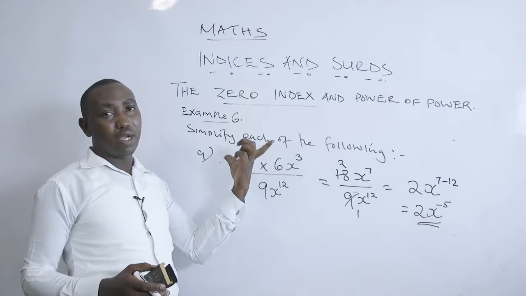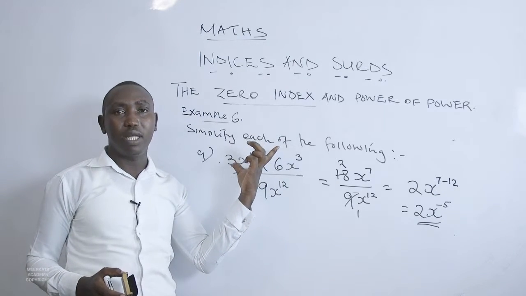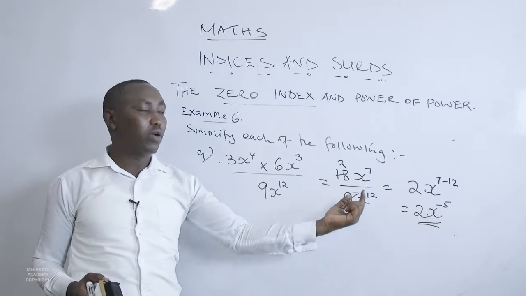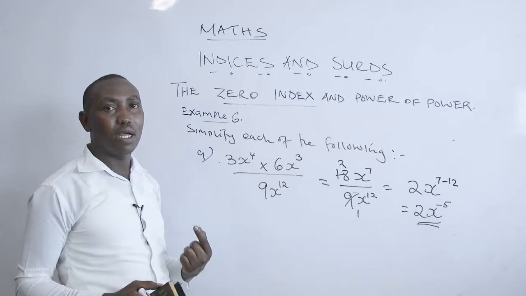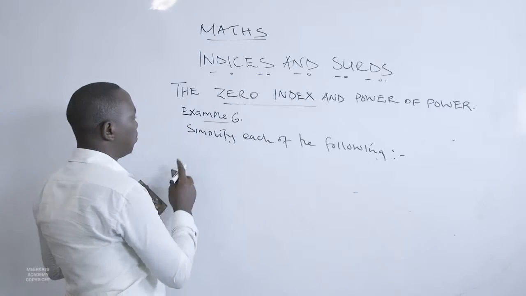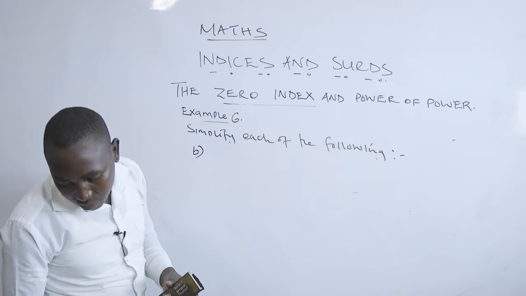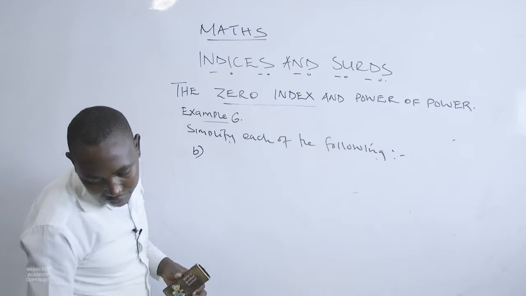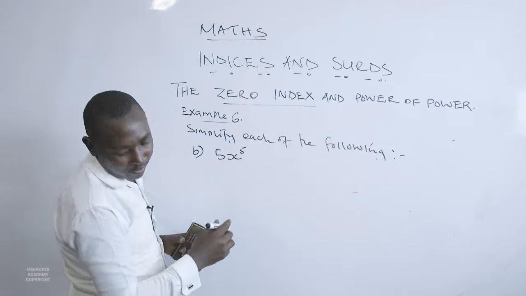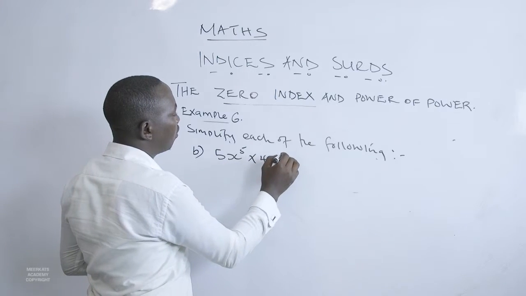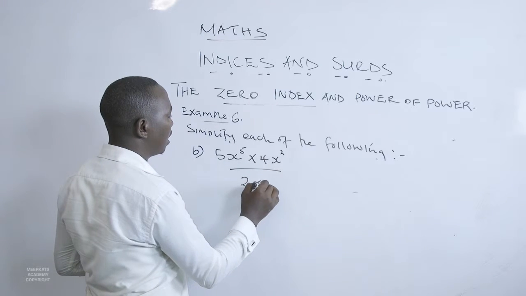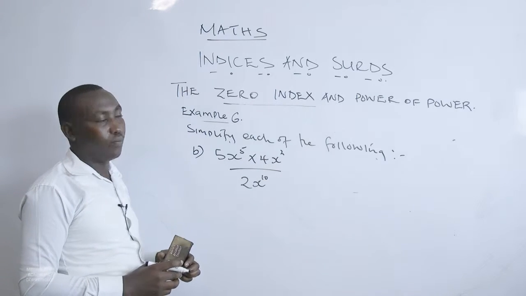So that is it. You first begin by working out the numerator before you combine with the denominator, then go ahead to use the division law or rule. Part B, we have 5x raised to 5 times 4x raised to 2 all over 2x raised to 10.